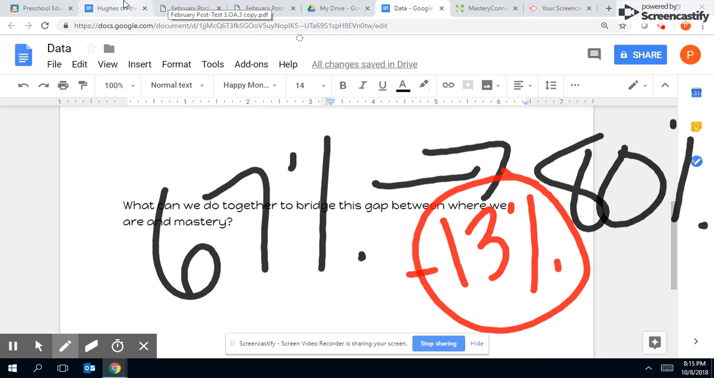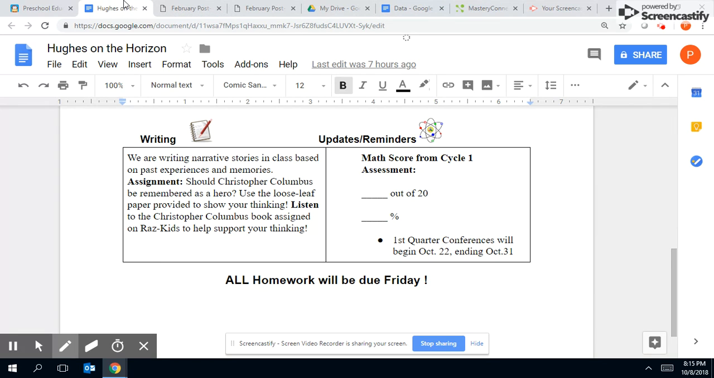I don't want to hold you tonight. I just want to go back and look at our newsletter for the week, our Hues on the Horizon. This week, we have a writing assignment, a written response for the Christopher Columbus passage.